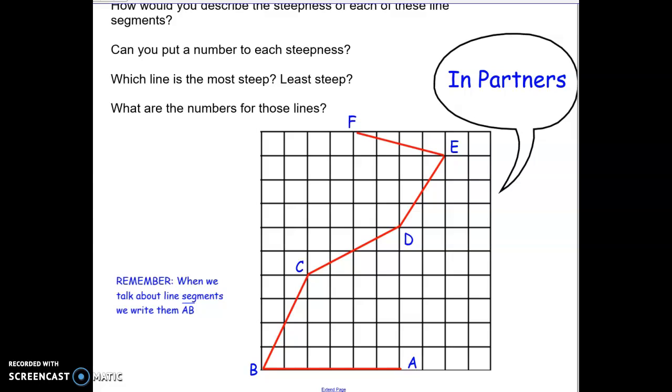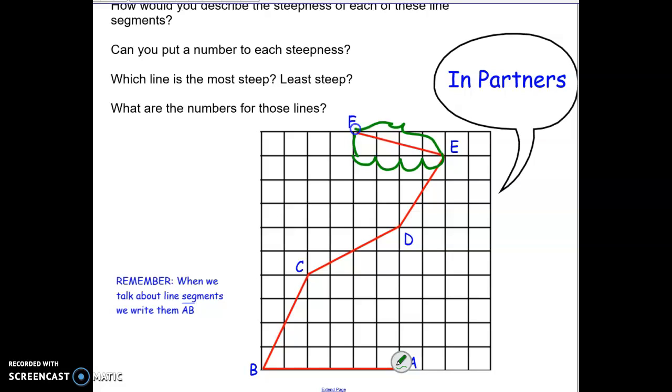Okay, so I hope you had a chance to talk that over, and we're going to start with the first question: how can we put a number to each of the steepness? I would suggest that we can actually count how many boxes it goes up and how many boxes it goes over. So let's take the line FP, for example, this line right here. We can see that it goes down one, and then it goes over 1, 2, 3, 4. So that's a pretty not steep line.